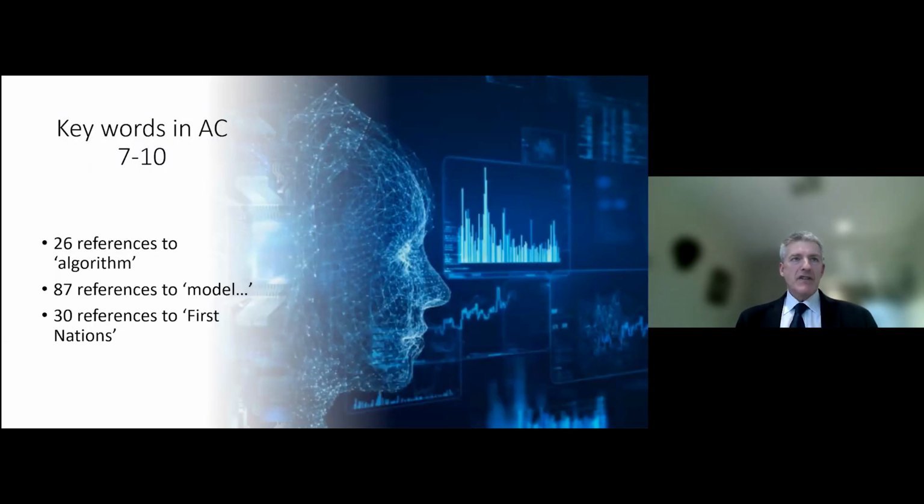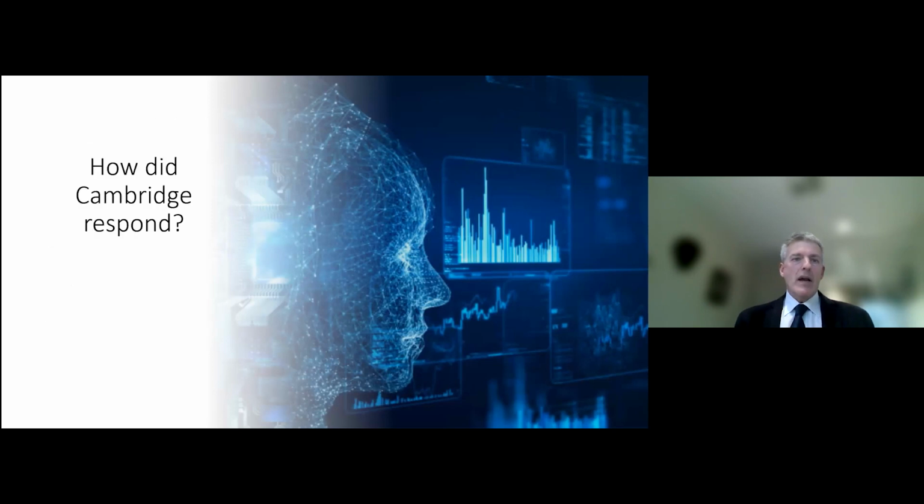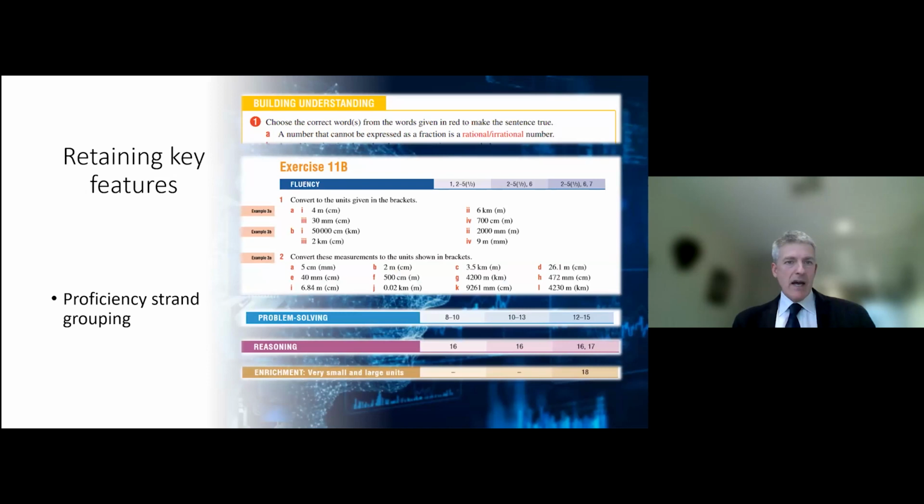Okay, now I just wanted to mention this again because the word algorithm does come up. If you do a bit of a search on the new Australian curriculum from 7 to 10, you'll find that the word algorithm comes up 26 times. And so this is worth noting, and it's certainly something that at Cambridge we've noted and tried to respond to. There are 87 references to the word model, which is interesting. So that's something we've thought about as well, and also 30 references to the words First Nations. And so this has led to us thinking a little bit about how Cambridge is going to respond to the new Australian curriculum.